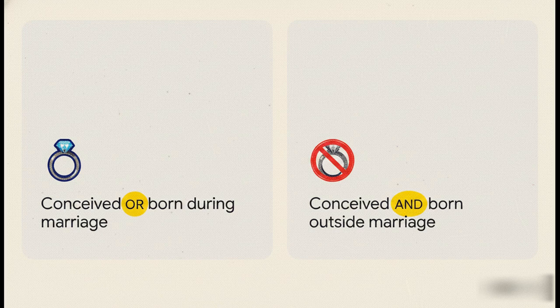Look at the absolute line drawn by a valid marriage here. Article 164 says children conceived or born during a valid marriage are legitimate. But Article 165 defines an illegitimate child as one conceived and born outside a valid marriage. Did you catch that? Conceived or born versus conceived and born. Literally, that tiny little wording difference is a classic exam trap, so watch out for it.